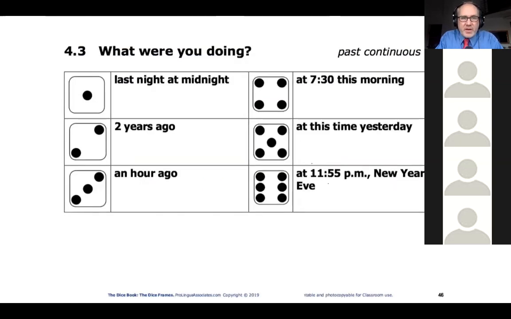We can also do this with the continuous really easy. Let's try it one time. If I roll a 6, what were you doing at 11:55 p.m. New Year's Eve? Anyone want to write in the chat box what they were doing?